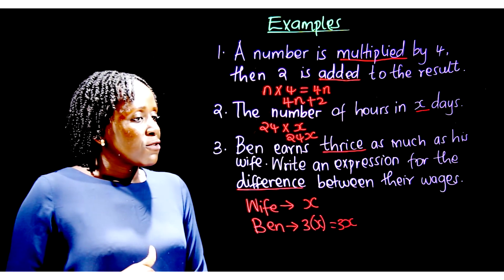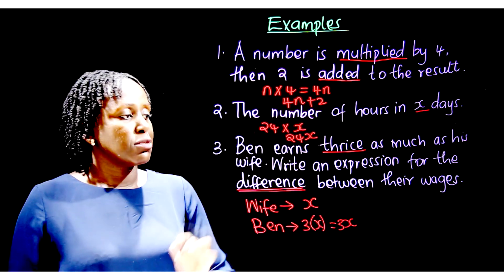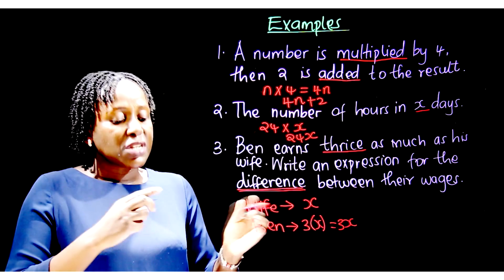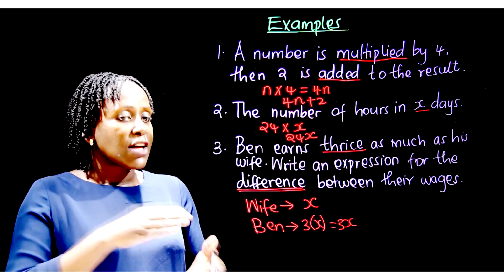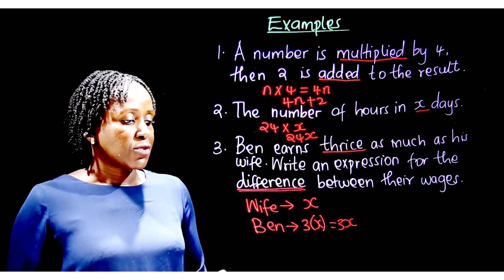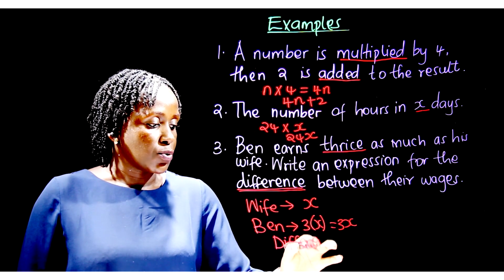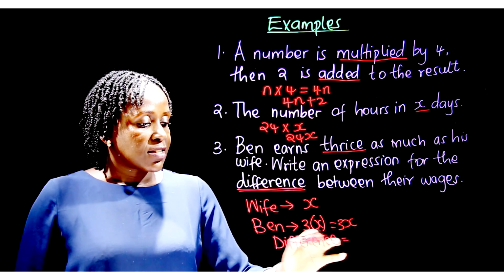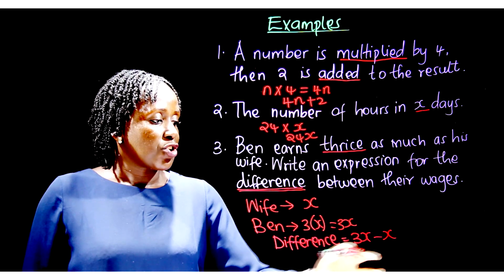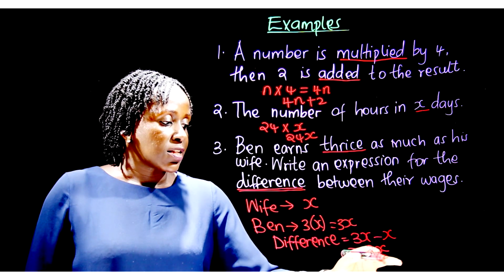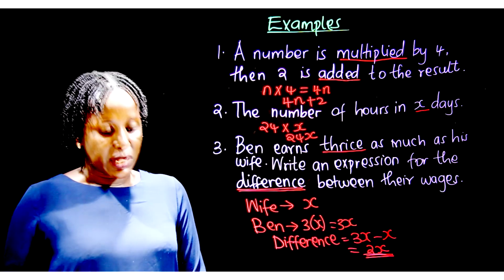Now, the next part of the question requires us to write an expression for the difference between their wages. Now, we say difference implies that we have to subtract for us to know what is the difference between the amounts that they earn. So the difference in their wages will be equal to, so the one that earns the most is Ben with 3x minus x. So 3x minus x is 2x. And this is the required expression for the difference between their wages.